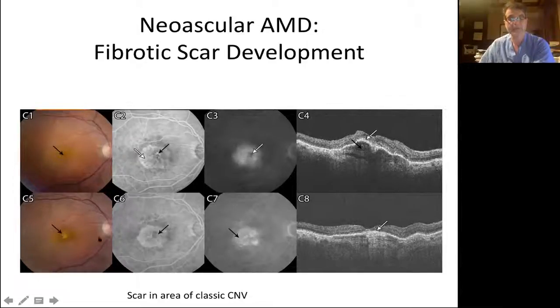And then later, several months later, we have this fibrosis forming in the fovea. And it only formed in the portion of the classic choroidal neovascular membrane, which is quite interesting. The occult portion did not lead to scarring. We can see that on the OCT.